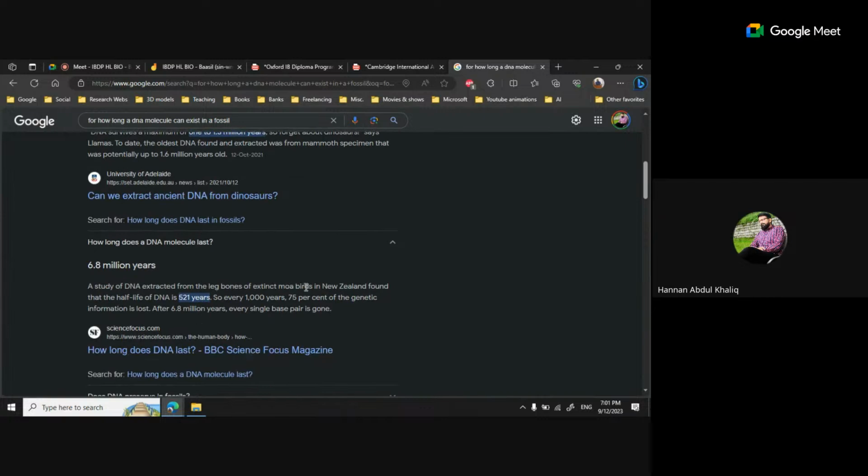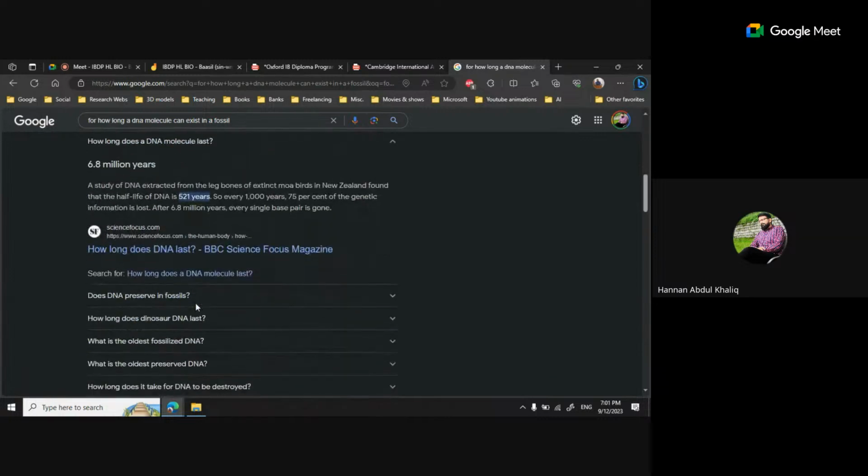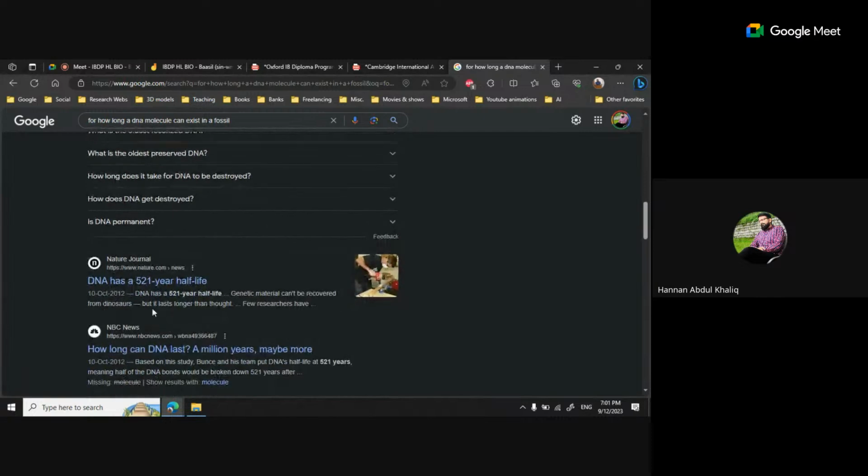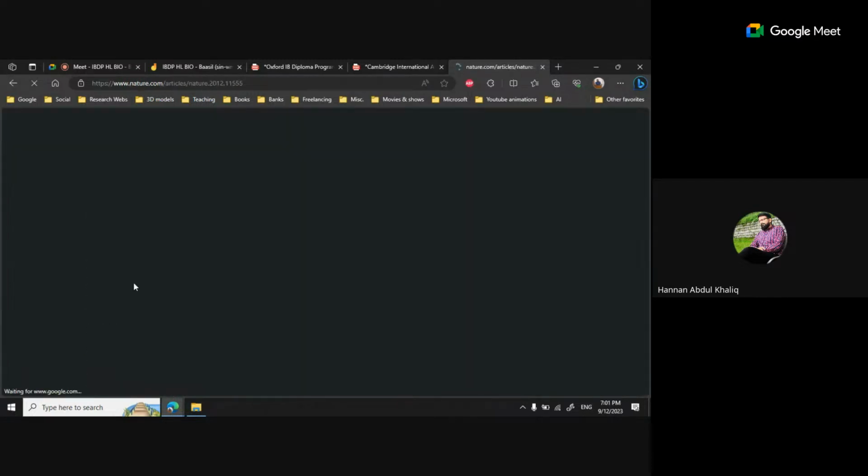Leg bones of extinct moa birds in New Zealand found that the half-life of DNA is 521 years. So every 1,000 years, 75% of the genetic DNA information is lost. Every single base pair is lost. This is confirmed. You cannot reject this one because this is Nature.